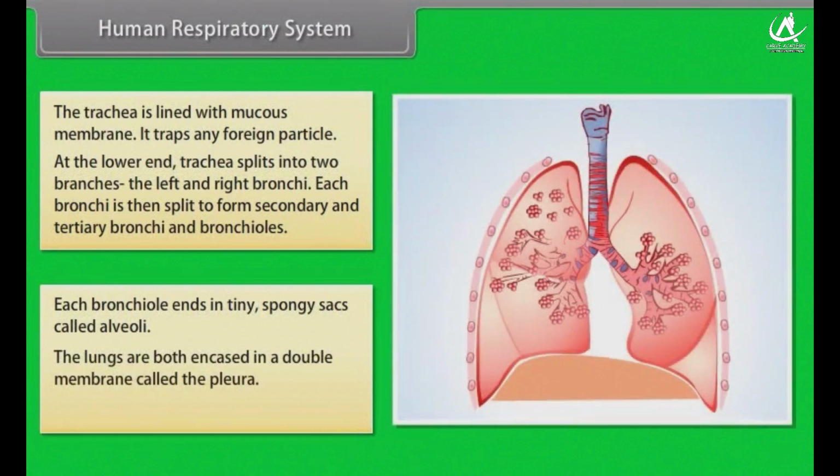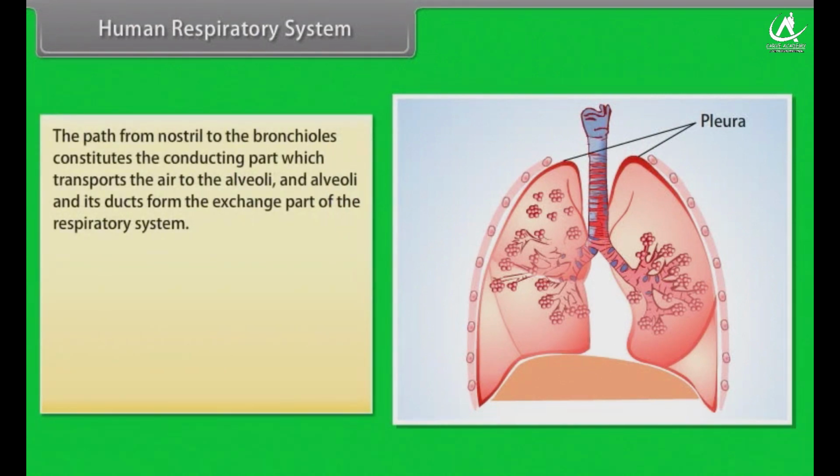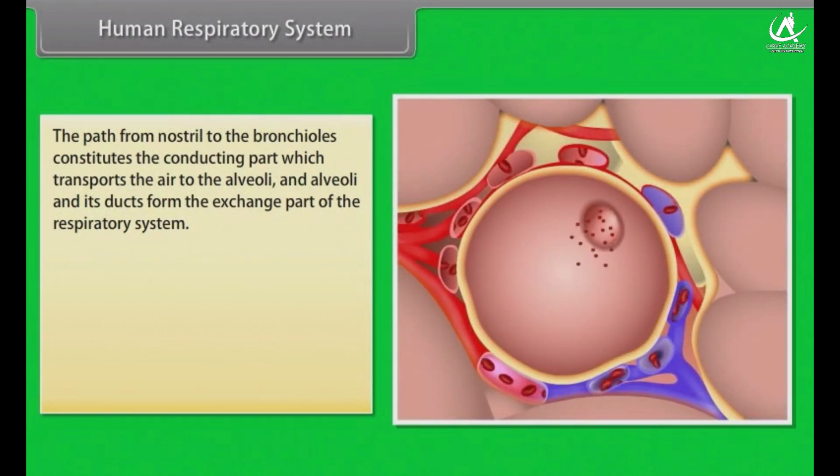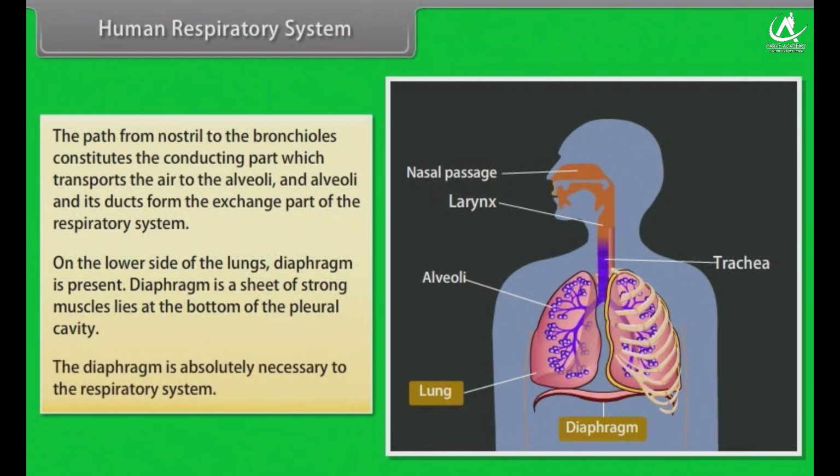The lungs are both encased in a double membrane called the pleura. The pleura protect and cushion the lungs. The path from nostril to the bronchioles constitutes the conducting part which transports the air to the alveoli, and alveoli and its ducts form the exchange part of the respiratory system. On the lower side of the lungs, diaphragm is present. Diaphragm is a sheet of strong muscles at the bottom of the pleural cavity. The diaphragm is absolutely necessary to the respiratory system.